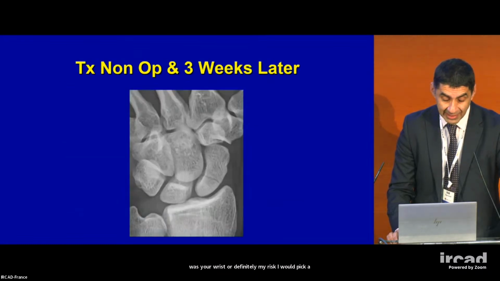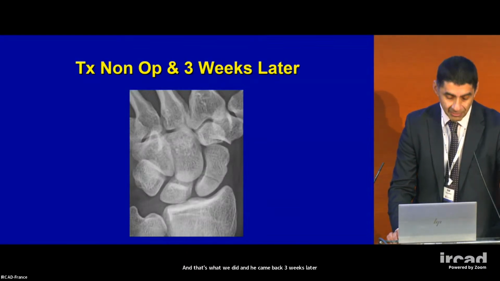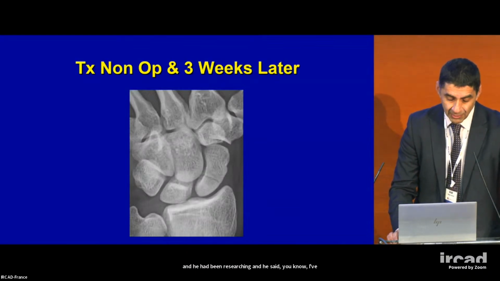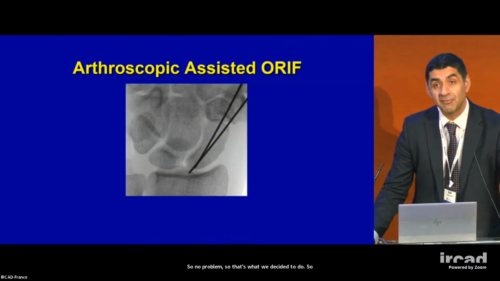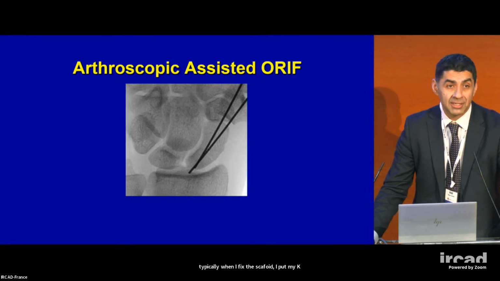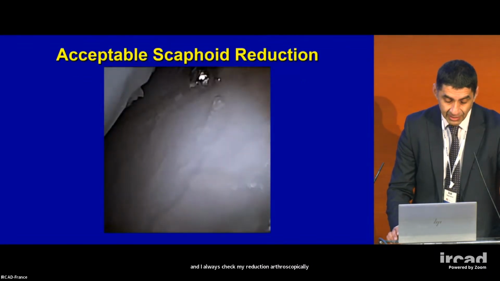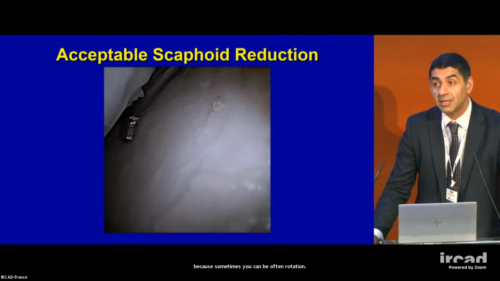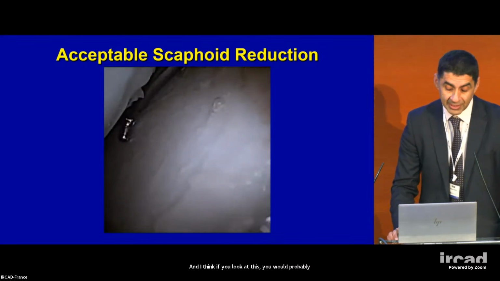He came back 3 weeks later, and he had been researching and said, "I've heard that these bones don't heal, so I want to get this fixed." No problem, so that's what we decided to do. Typically, when I fix a scaphoid, I put my K-wires in, and I always check my reduction arthroscopically because sometimes you can be off in rotation. I think if you look at this, you would probably agree that the reduction looked pretty good. So I thought, okay, this will be a straightforward screw and we're done.